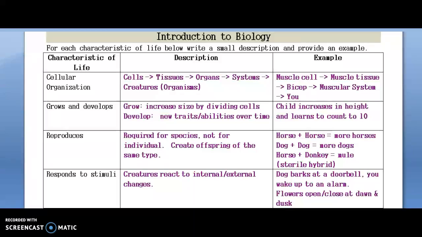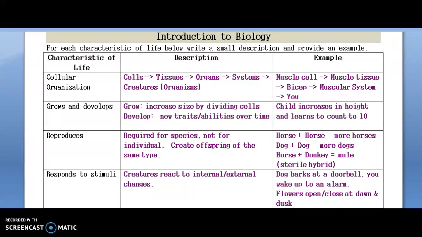For things that grow and develop, we know that they grow by dividing their cells to increase size, and they develop new traits or abilities over time. Even if they are a one-celled organism, they will do this. But my example would be that my kids are growing taller and learning to count and do other awesome things.